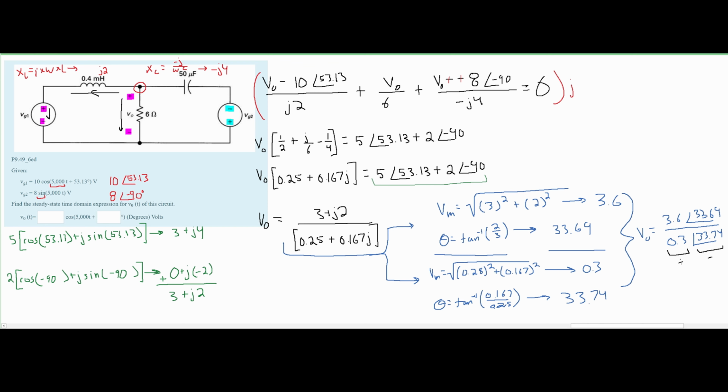So we're going to punch into our calculator 3.6 divided by 0.3, and this is going to give us the value of 12. For our angle, we're going to have 33.69 minus 33.74, and this is going to give us approximately -0.05. Now we can write this back into our question as 12 and -0.05 degrees. And that is how you would go about solving this problem.